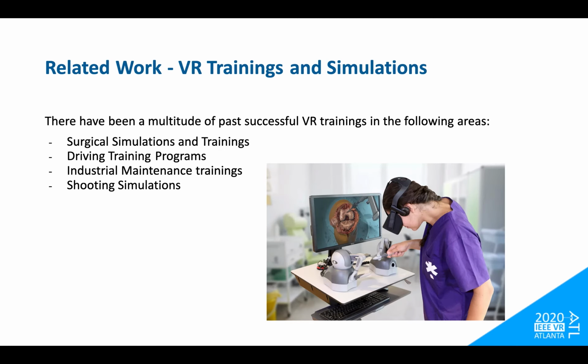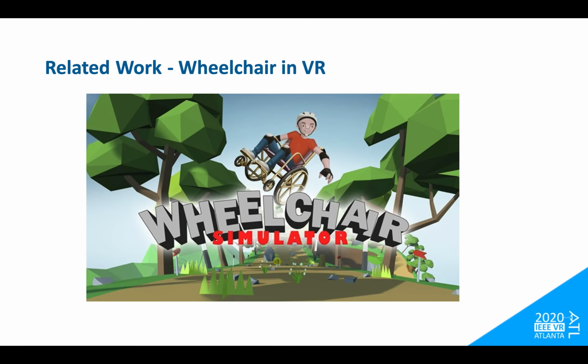With the rise of virtual reality, the use of virtual training simulations has proposed effective ways of practicing certain tasks with an element of realism that is not available in a video tutorial or reading of instructions. For example, as shown listed here, virtual reality has been used in training ranging from surgical procedures, driving, industrial maintenance, or even shooting. While there are some simulations that focus on manual wheelchair use, for example this wheelchair simulator, it lacks realistic mechanics and does not focus on the training aspect of the wheelchair.